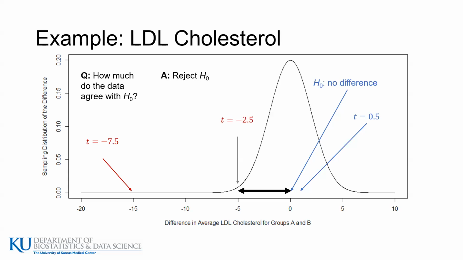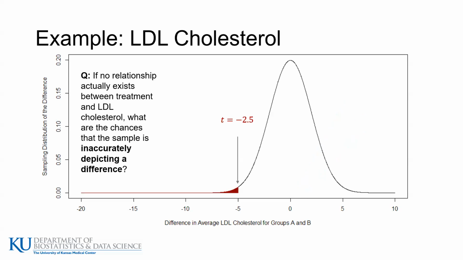To do this, we need to look back at what risk we were willing to take in making a type 1 error rate or a false rejection. So here, if no relationship actually exists between treatment and LDL cholesterol, what are the chances that we would observe this, or that this t statistic is inaccurately depicting a difference?